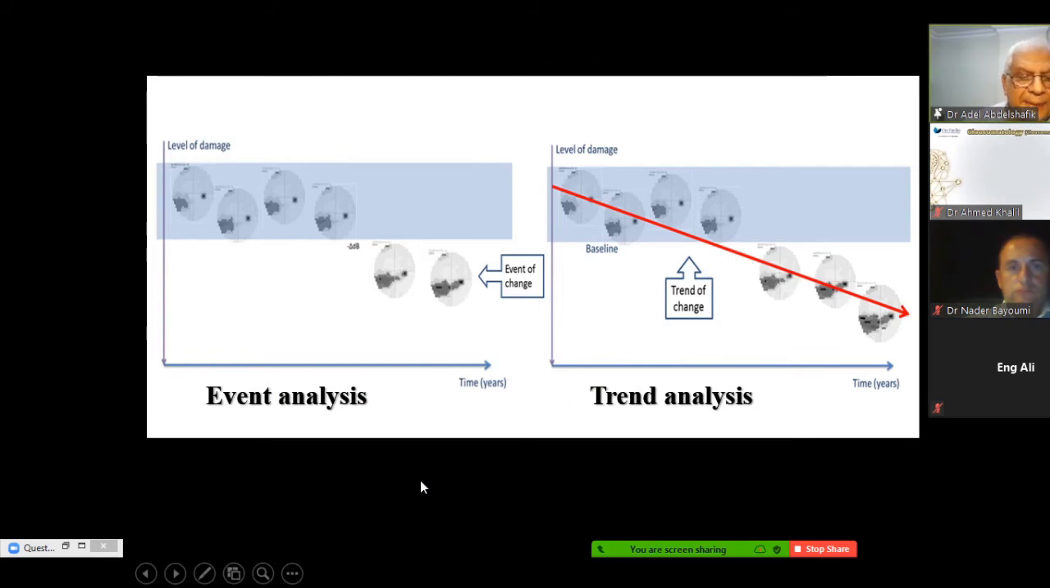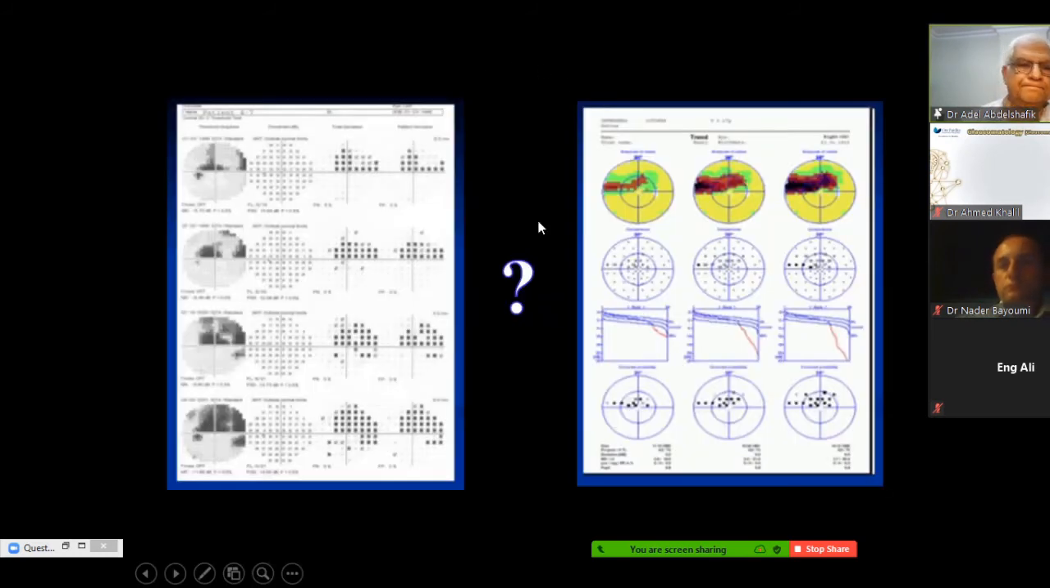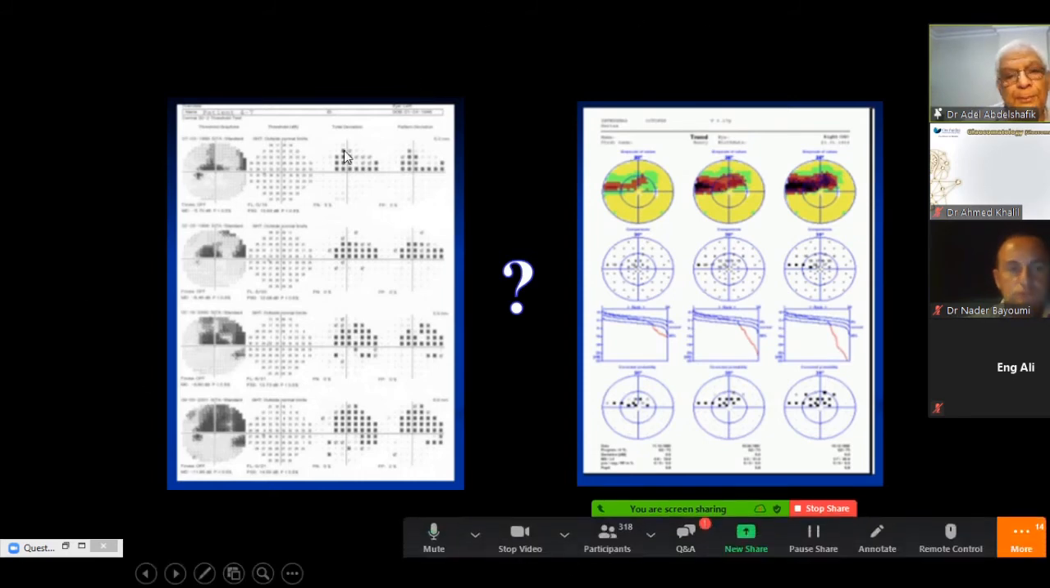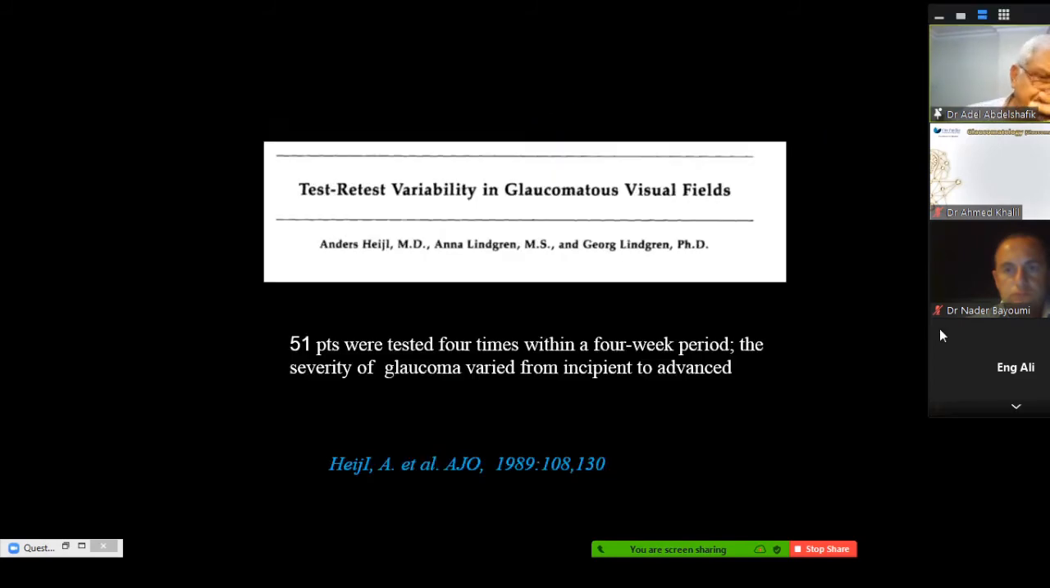Diagnosis can be done depending on event analysis or trend analysis. Event analysis means something is showing up in one location. Trend analysis is the rate of change over time. Let's see how to do it in the field and how to do it in OCT. We should stop putting fields next to each other and saying, yes, this looks progressive. No, we should stop that altogether. I want to convince you why we should stop that.